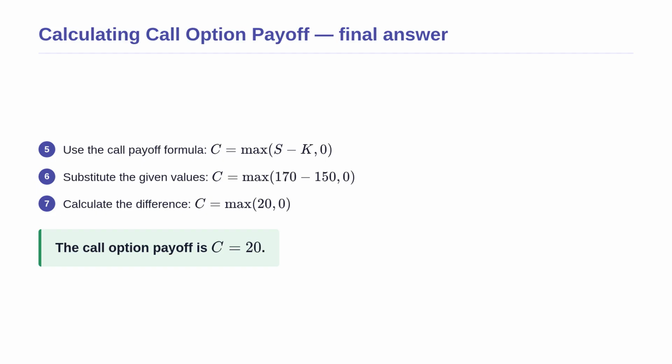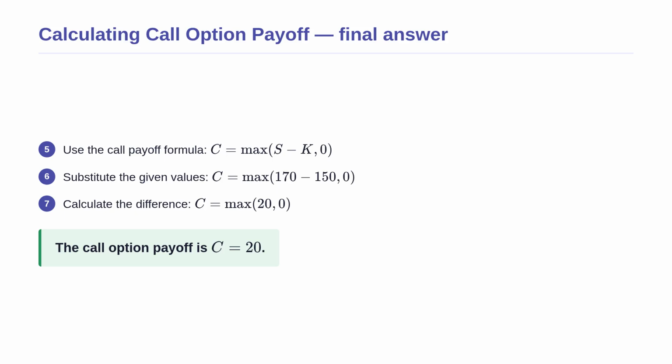Continuing with our calculation, we bring in our standard call option payoff formula. We substitute our spot price of 170 and our strike price of 150. Subtracting 150 from 170 gives us a positive difference of 20. We then choose the maximum between 20 and 0, which is 20. This means your call option is worth exactly $20 at expiration. Physically, this makes sense. You have the right to buy a $170 stock for only $150, instantly saving you $20 per share.